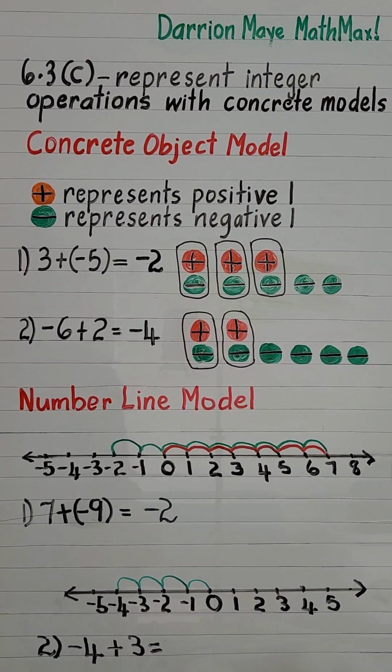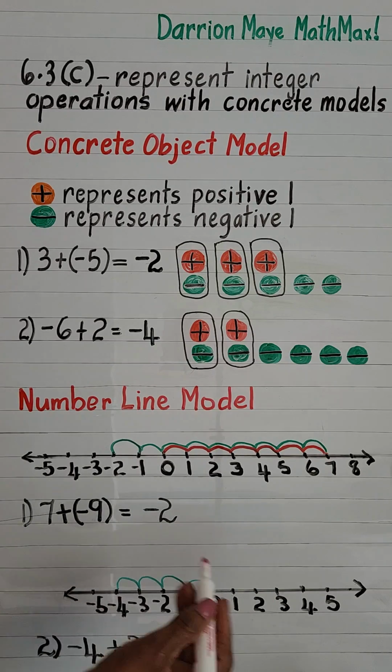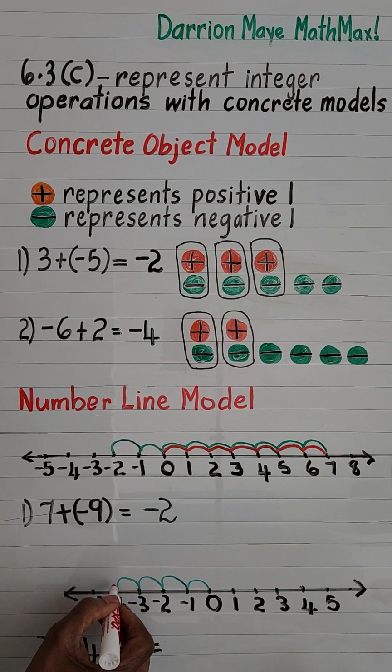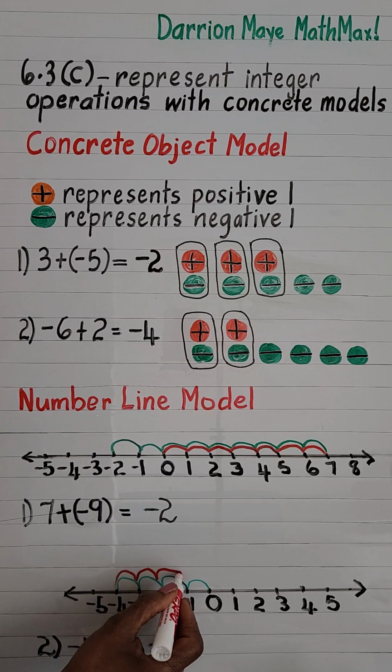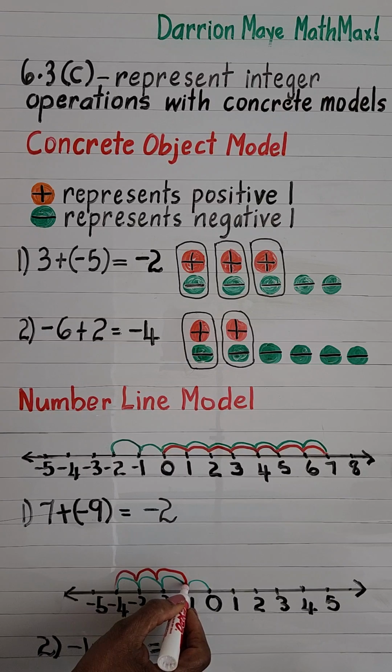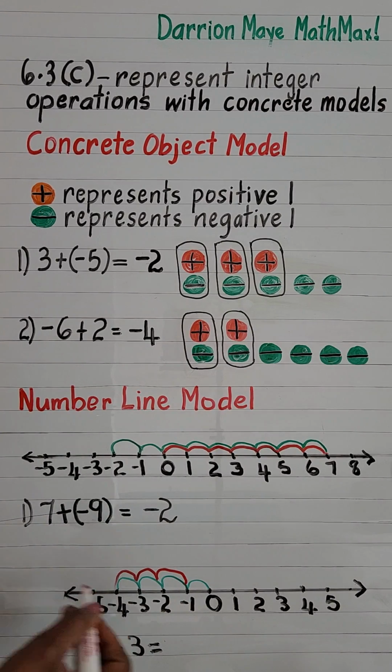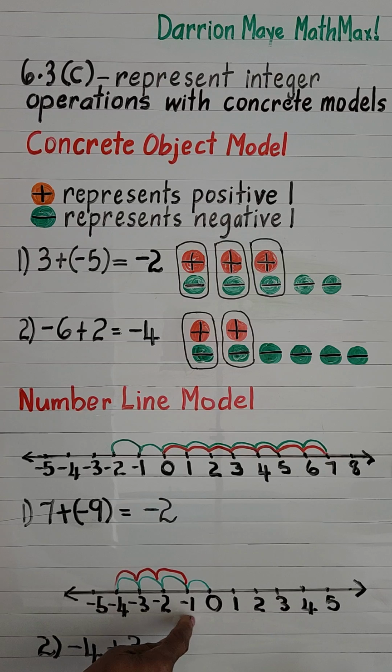Positive will go forward or to the right. So let's use our colors. So we're going to go 3 positive, 3 to the right. So that is 1, 2, 3. And that is -1. So -4 plus 3 is equal to -1.